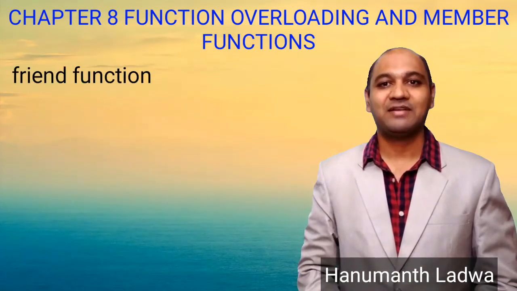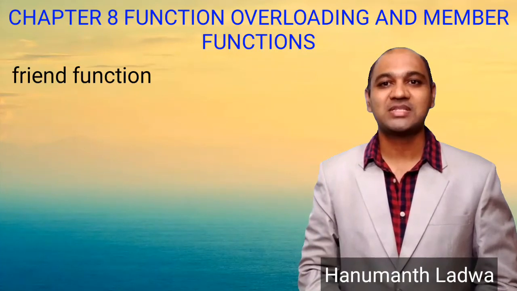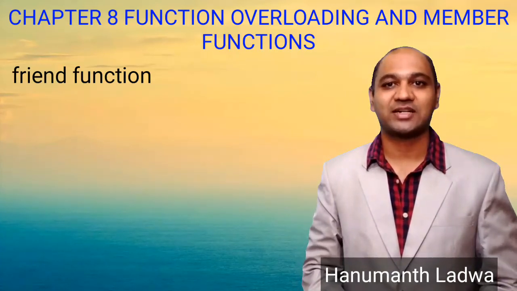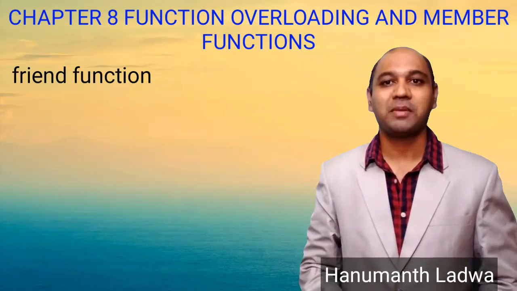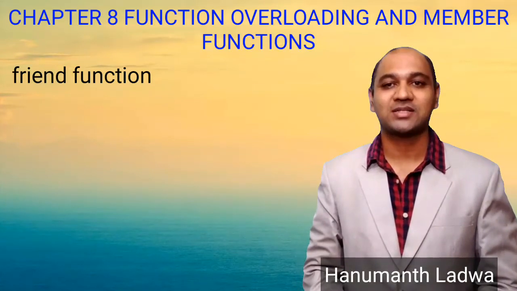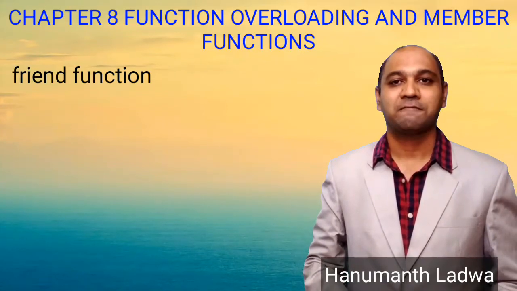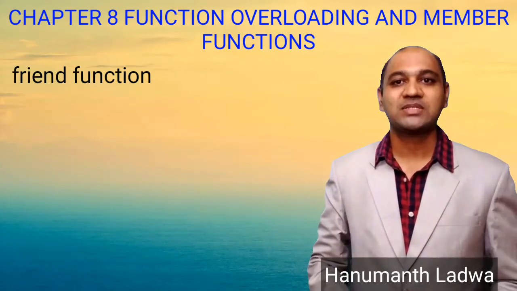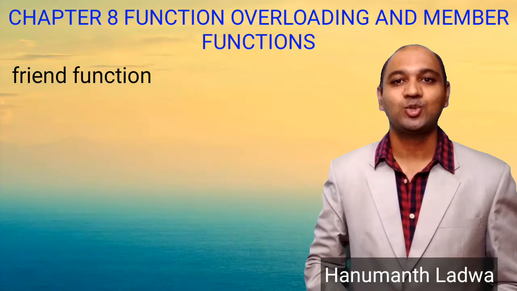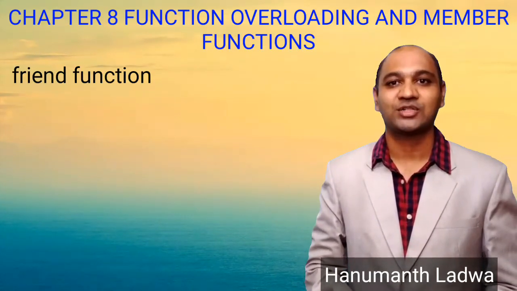We know that private and protected data members cannot be accessed outside the class definition. That is, a non-member function cannot access these member types outside of the class definition. But there could be a situation where two classes must share a common function. C++ allows a common function to be shared between two classes by making that particular function a friend function.